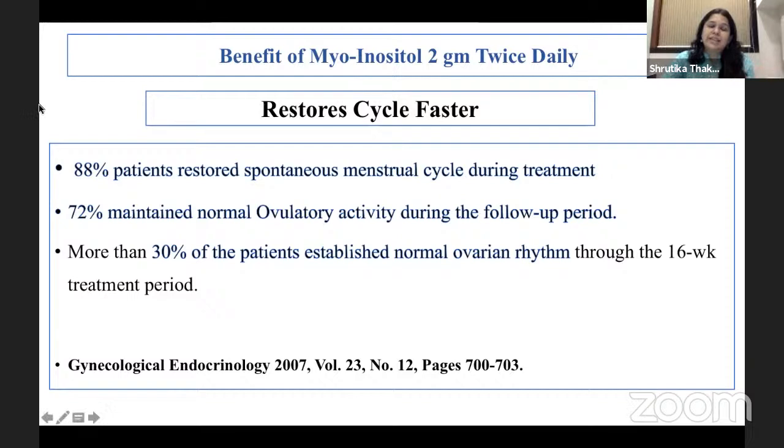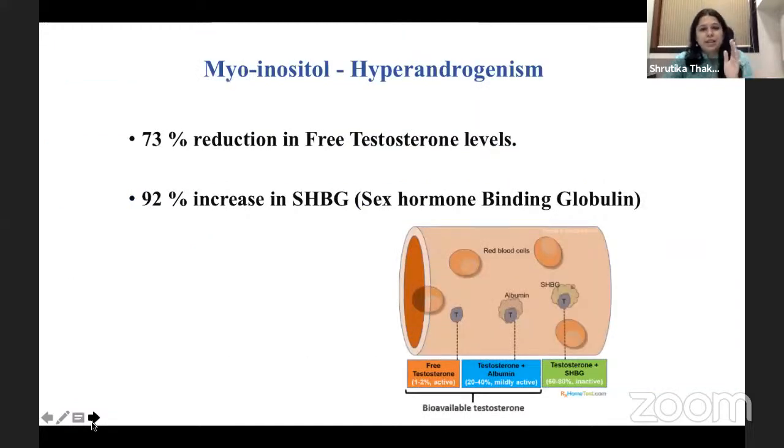regularity. Almost 88% of patients have spontaneous menstrual cycles when they are on inositol therapy. 72% maintain normal ovulatory function during the follow-up period also, and around 30% of the patients have a normal ovarian rhythm within 16 weeks of this therapy. So it is something that we need to emphasize.